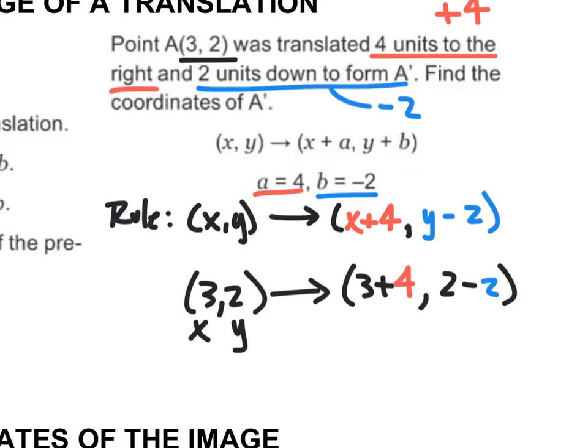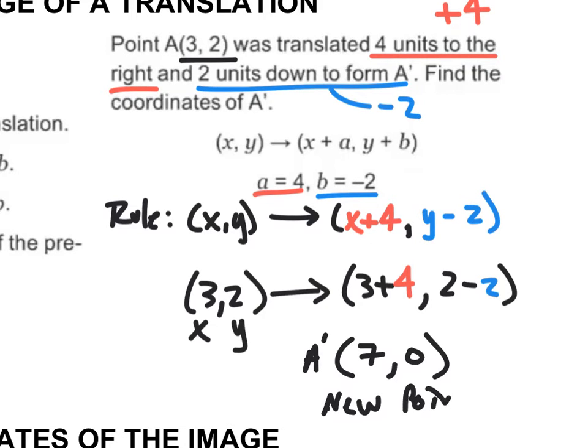So 3 plus 4 is 7. 2 minus 2 is 0. And this is A prime. This is my new point on my image, the result of doing the translation.